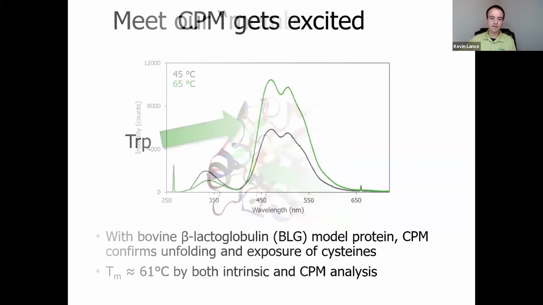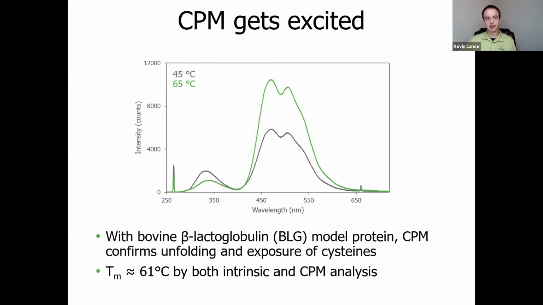because CPM shows when cysteines get exposed to solvent, and it'll increase its fluorescence in response to that. So here we have just a quick look at how this protein is going to behave, going from a lower temperature at 45 degrees Celsius to a higher temperature. We see the two behaviors that we'd expect. We see a decrease in the redshift in the tryptophan, and we see an increase in the CPM fluorescence. And then analyzing this behavior at both of those wavelengths indeed gives us a similar melting temperature of about 61 degrees Celsius.